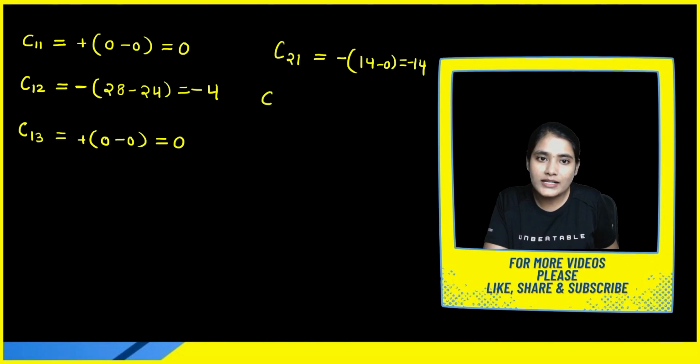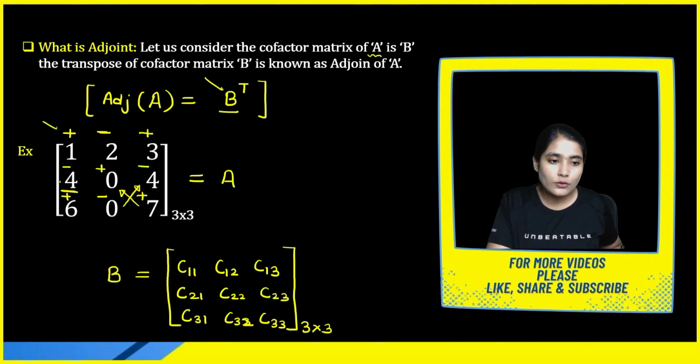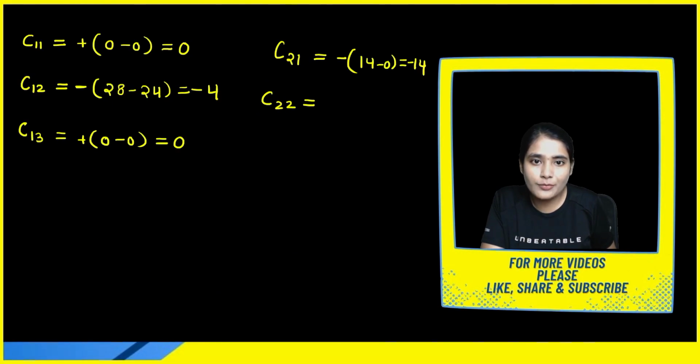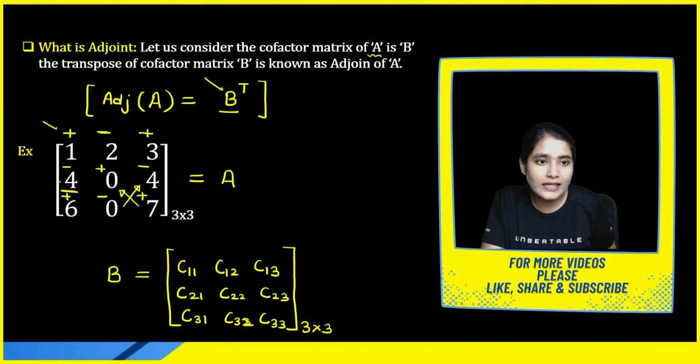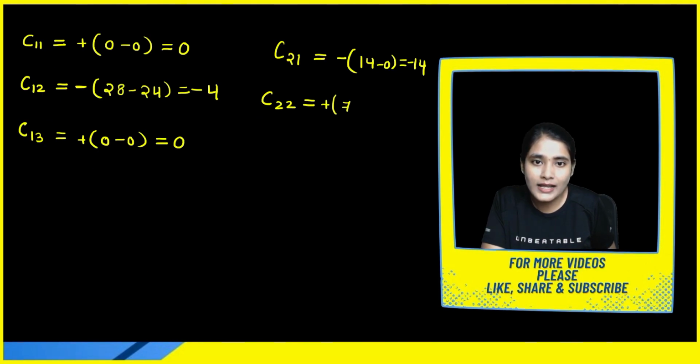Okay. Now what is C22? C22 position is positive position. So we don't have any problem. Corresponding row, corresponding column cancel out. 7 into 1, 7. 6 into 3, 18. So what you will get? You will get, it's a positive position first. Then you are getting 7 into 1, 7 minus 6 3s are 18. So what you will get? You will get minus 11.